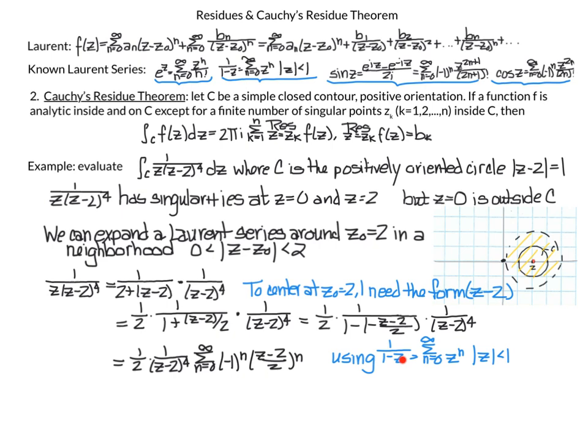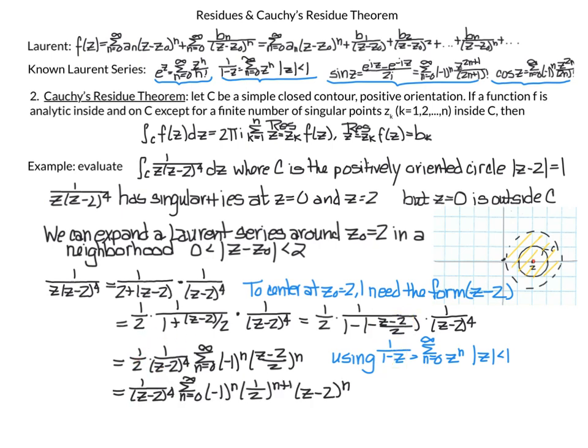in this formula. So what I get, I have my 1/2, and then over here, remember this part here is going to substitute for this z. So I'm going to have my summation of minus 1 to the n, that's this negative 1 here, z minus 2 over 2 to the n. And then I also need to multiply by 1 over z minus 2 to the 4th, which I put out in front of the summation.